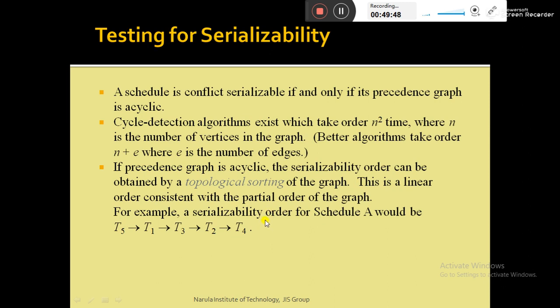For example, a serializability order of a schedule A, whatever it may be, would be first T5, then T1, then T3, then T2, then T4. That means first T5 will execute, then T1 executes, then T3 executes, like that.